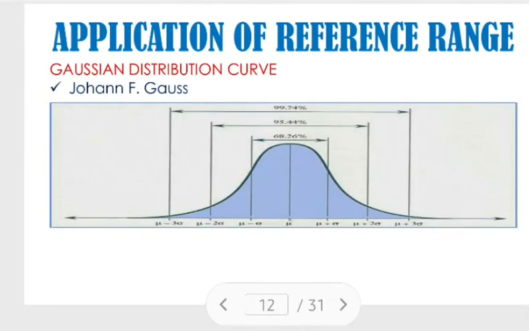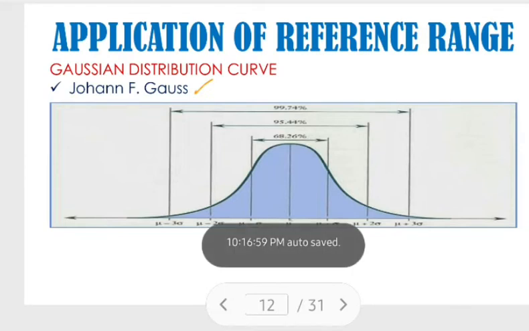Next, we have the Gaussian distribution curve. It was introduced by Johann F. Gauss, and it will help us determine the reference value of the data that we are measuring. The Gaussian distribution curve is also known as the bell-shaped curve or the normal distribution curve. The total area of the Gaussian distribution curve, or the normal distribution curve, is 100.